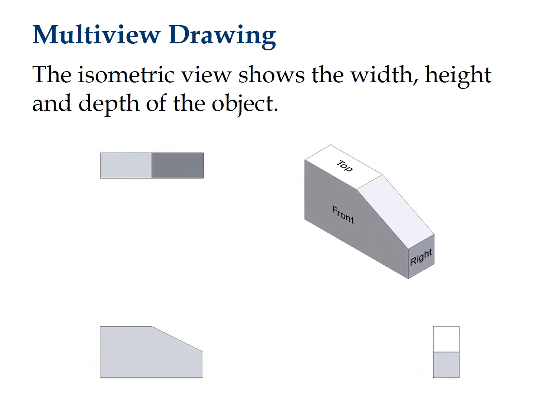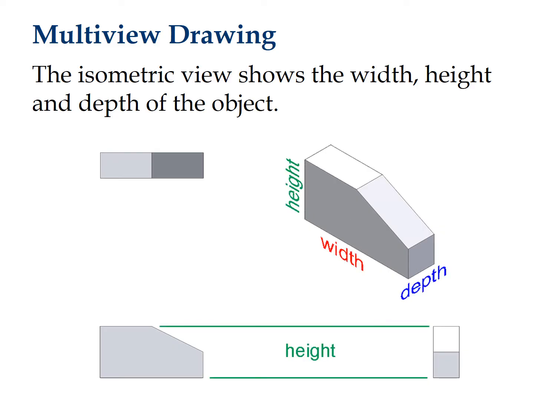The isometric view shows the width, height, and depth in one view, but the top, the front, and the right side views allow a designer or a drafter or an engineer to really describe the features and the dimensions of the object so that it can be manufactured. Notice that these views are lined up together. The top view is lined up with the front view, and the right side view is lined up with the front view, and this needs to be done when you're sketching and when you're making CAD multi-view drawings.